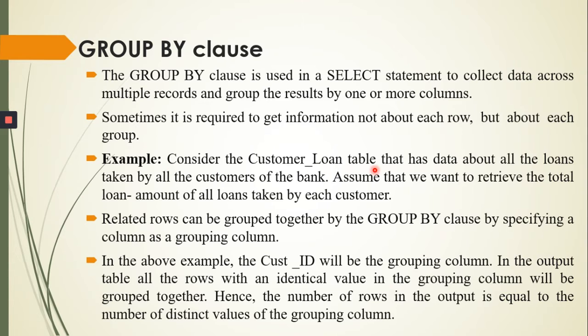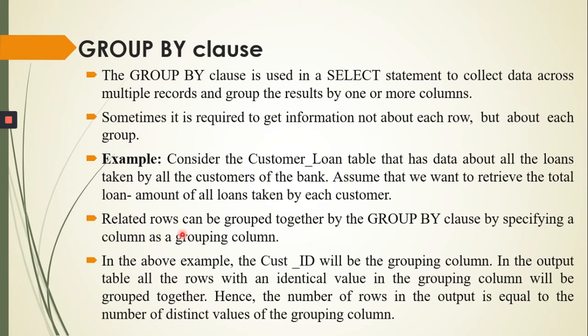Consider the customer loan table. We have one table, that is customer loan, that has the data about all the loans taken by the customers of the bank. Now assume that we want to retrieve the total loan amount of all loans taken by each customer. In the customer loan table we have all the records of loans taken by the customers. Now we want to retrieve the total amount of loan taken by each customer.